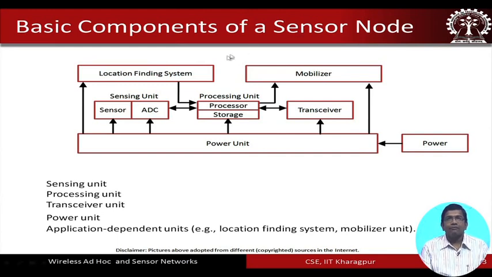So we have the sensing unit, we have a processing unit, then there is the transceiver unit for communication purposes, and a power unit for powering up the node. Typically different types of batteries are used, typically lithium ion batteries. Then there are other application dependent units that can also be there in addition to these core units.